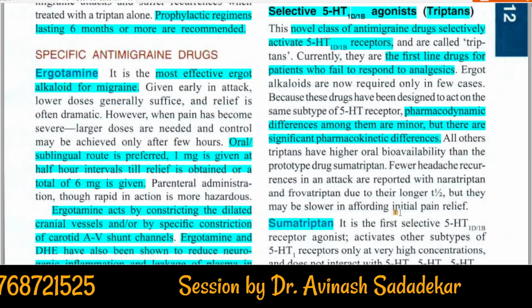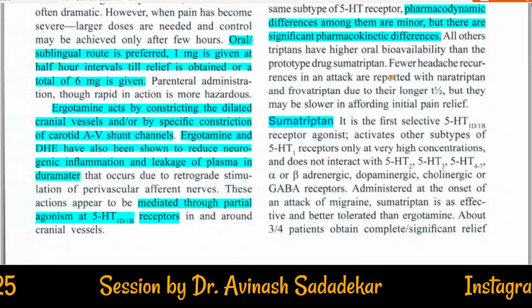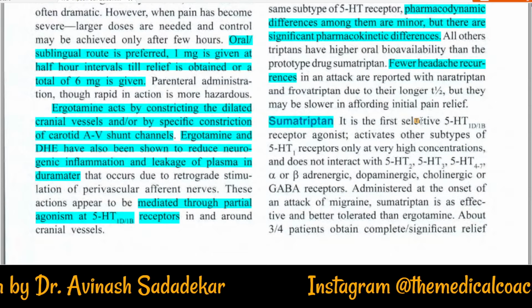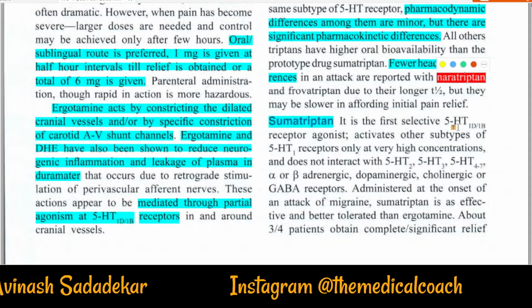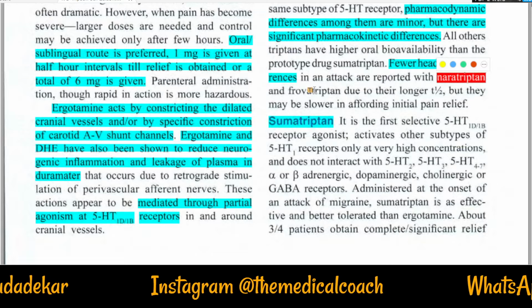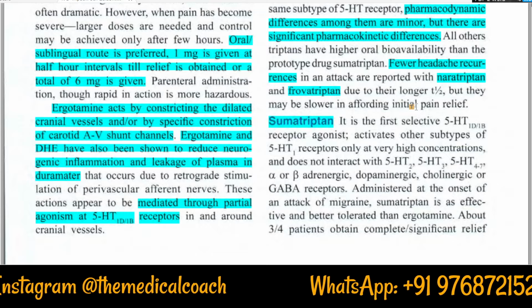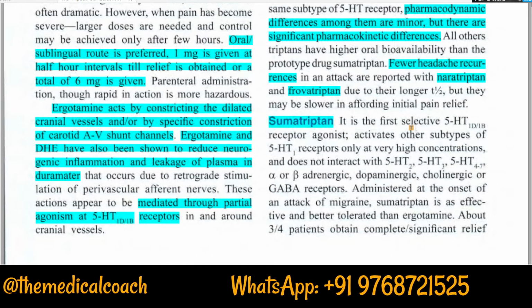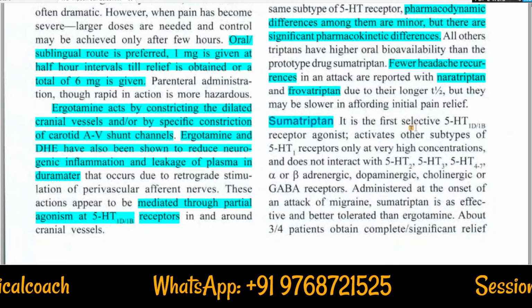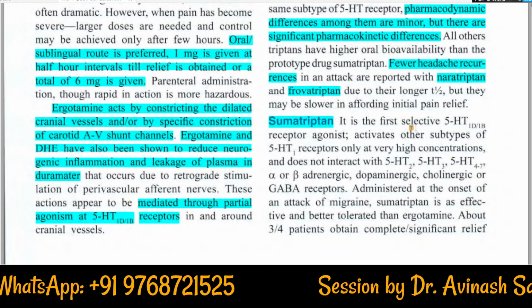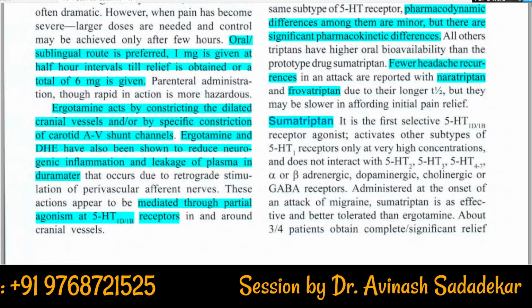And we have noticed that when people take triptans, there are fewer headache recurrences, especially when the patient has taken naratriptan and frovatriptan. This is because both these medicines have a longer half-life. But they're kind of slow to start their action, so they're slower in getting the patient some relief from the pain.